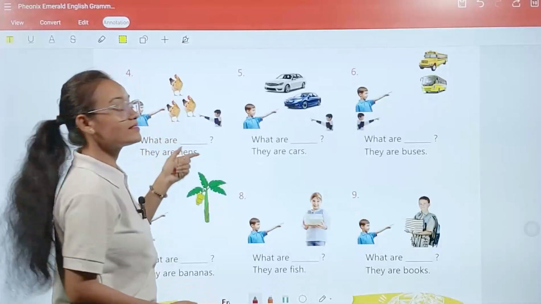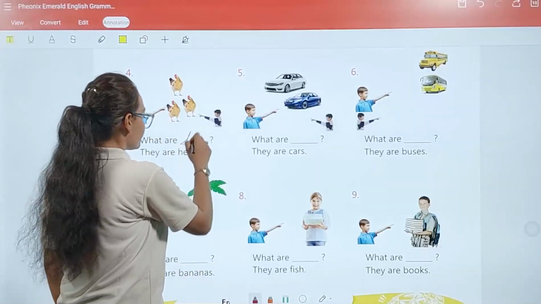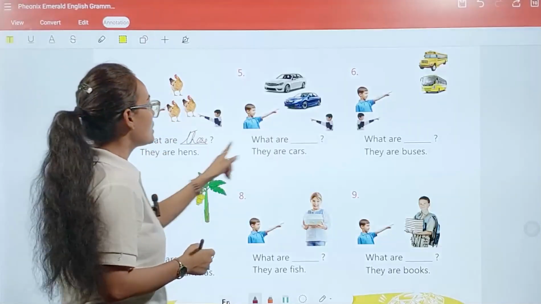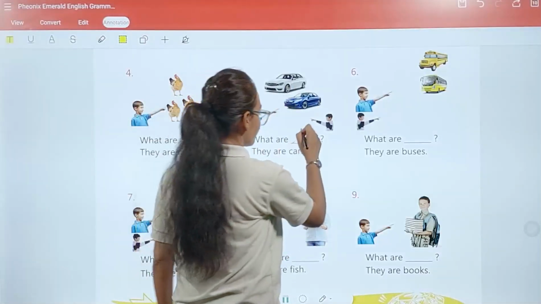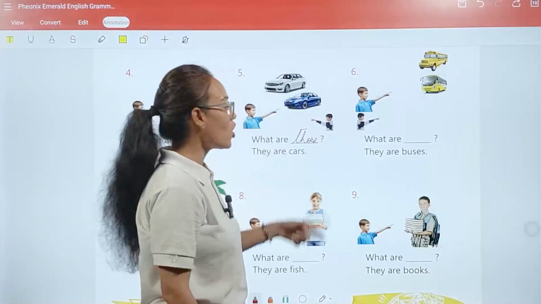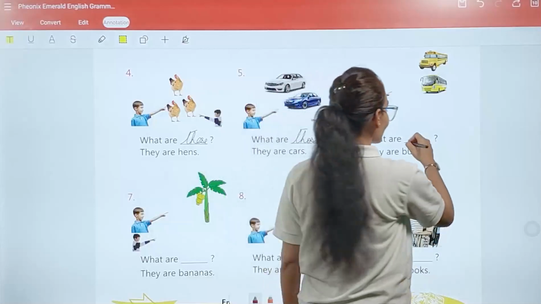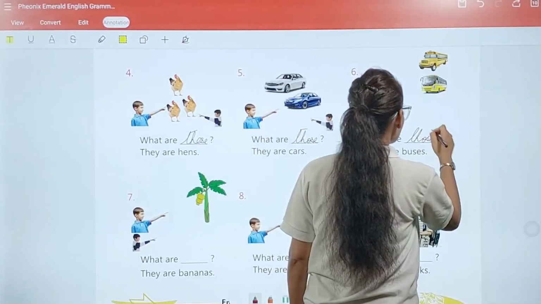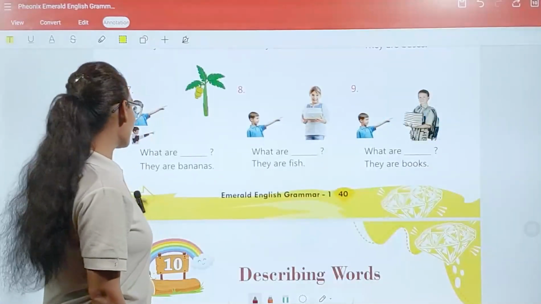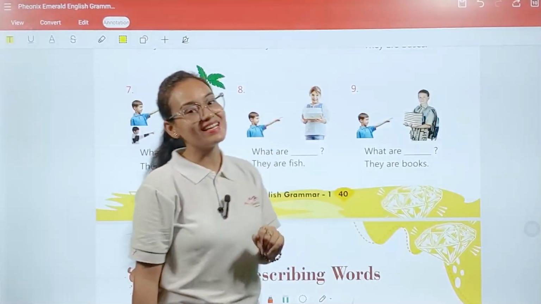What are these? Okay, these are hands because these hands are closer to this boy. What are those? Those are cars because cars are far from both boys. What are those? Because buses are far from them. Those are buses. Similarly, my dear student, you have to complete 7, 8 and 9.